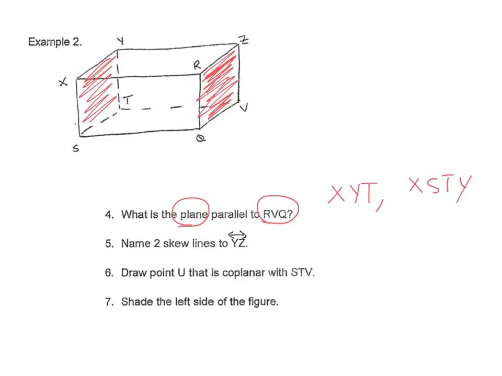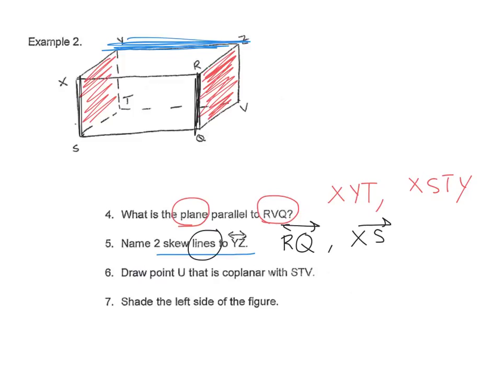Second one, or number 5, name 2 skew lines to YZ. So here's YZ. Skew would be non-coplanar, doesn't intersect. So RQ, now I need to name a line, so I put a line bar over it. And also XS works, the line XS. Draw a point U that is coplanar with STV. So where's STV at? STV is the bottom. So draw a point U. I'm just going to put a U on this plane.